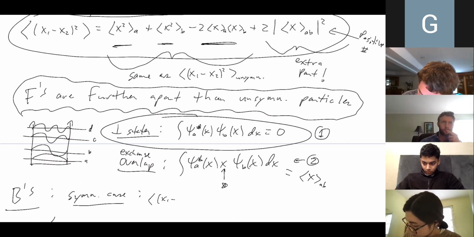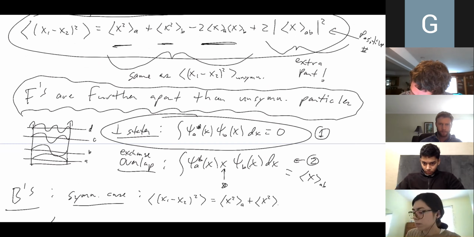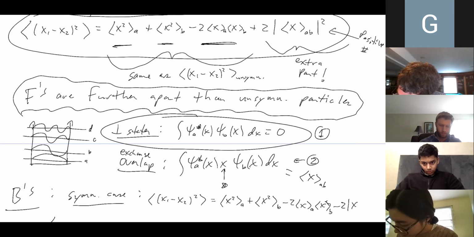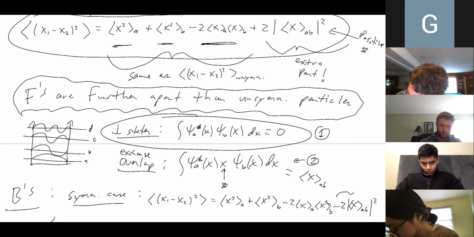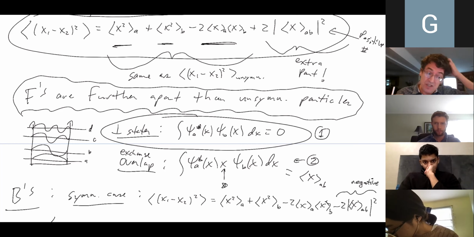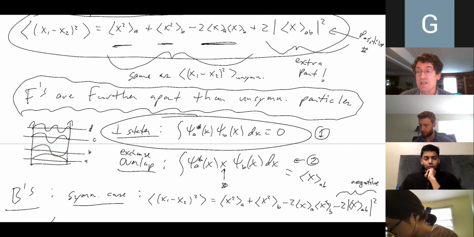It'll be x1 minus x2 squared is equal to x squared a, after you go through all the algebra that I'm not going to do, plus x squared b minus 2 x a x b, but now it's going to be minus 2 x a b squared. And so this quantity now is negative. So on average, the two particles in a symmetric state, are they further apart or closer together? That's my question. Closer. Yeah, they're closer.